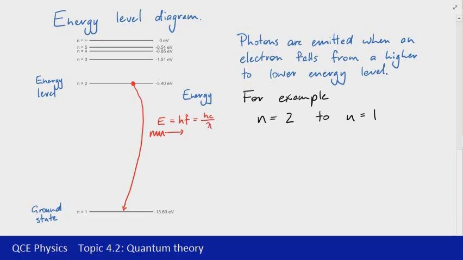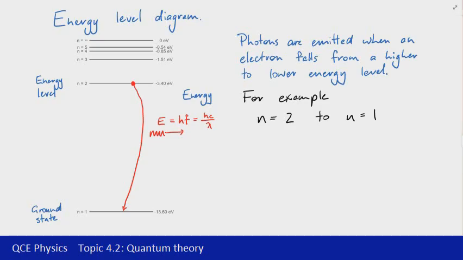Now, in this scenario, I'm drawing that arrow from n equals 2 down to n equals 1, but the electron doesn't actually exist in that space. It is either at n equals 2 or at n equals 1. So there's no physical movement between the two energy levels.